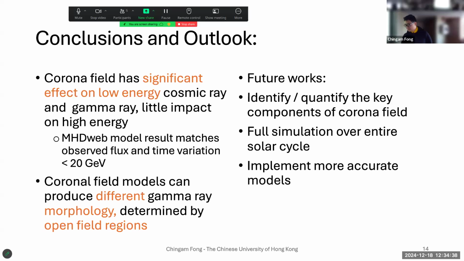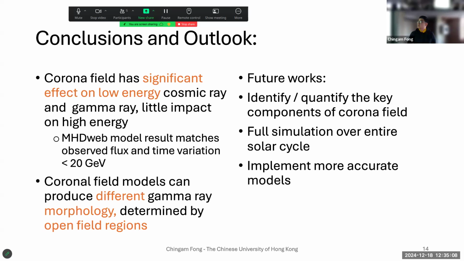And finally, I can go to the conclusion: we have shown that the corona field is the dominant factor in the low energy gamma ray emission, in that we can use an MHD model to predict both the flux and time variation in the observation. And depending on the different corona field model, there's also significant difference in the gamma ray morphology, which could be a potential test for the different corona field models once we have gamma ray morphology observation at lower energy.